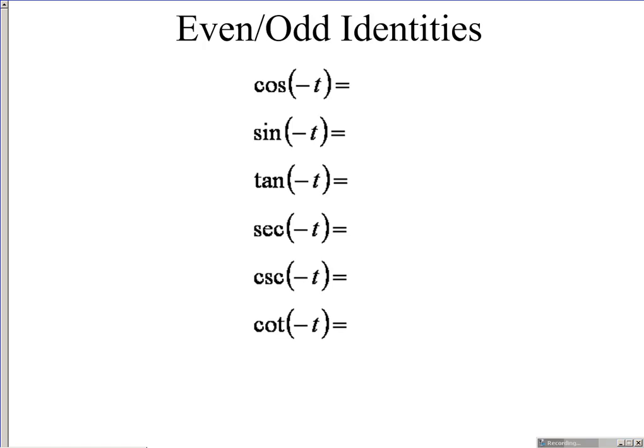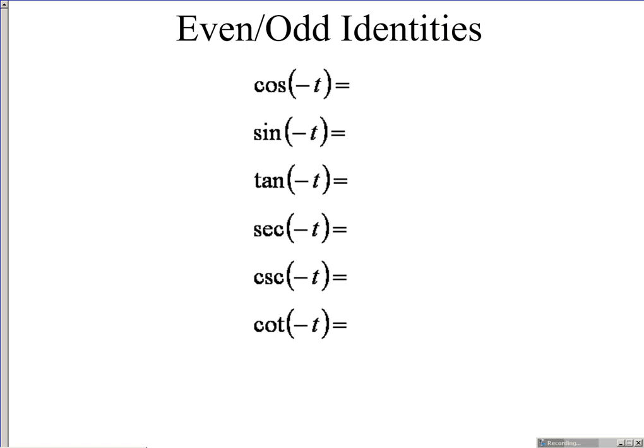Section 4.2 continued. Moving on with our next 6 identities. So the quotient identities and reciprocal identities are the first 8. Even odd identities are the next 6. Those will comprise the first 14 identities, which will be on your first identity quizzes.